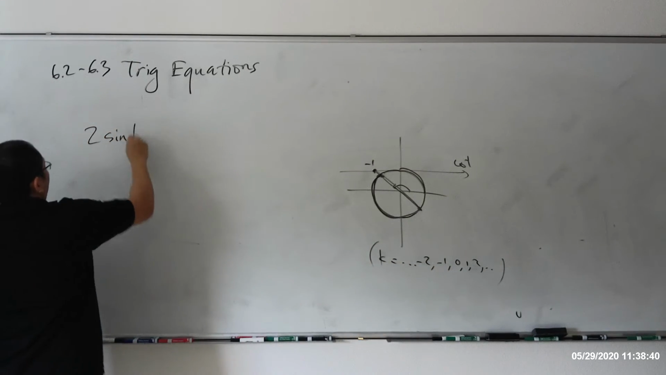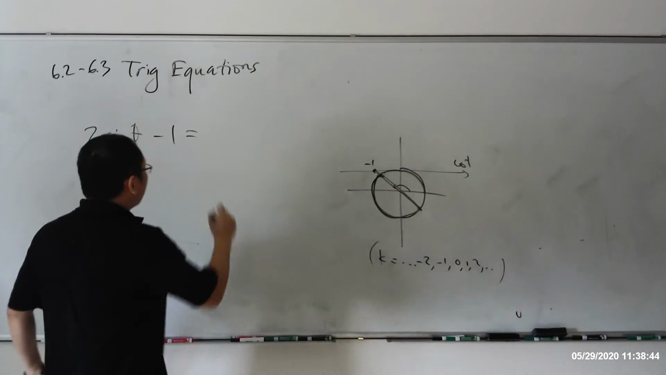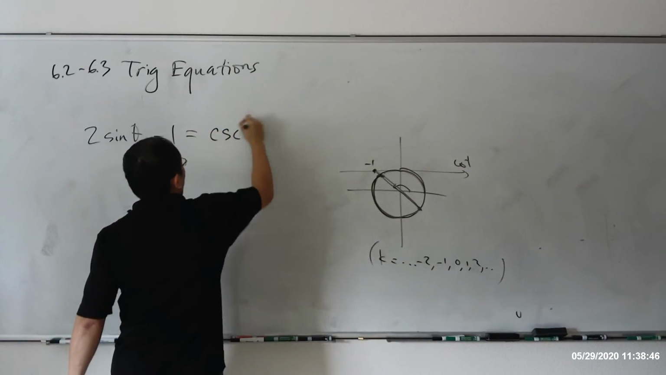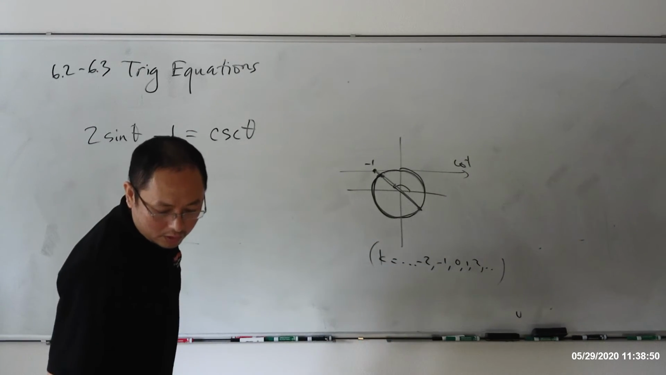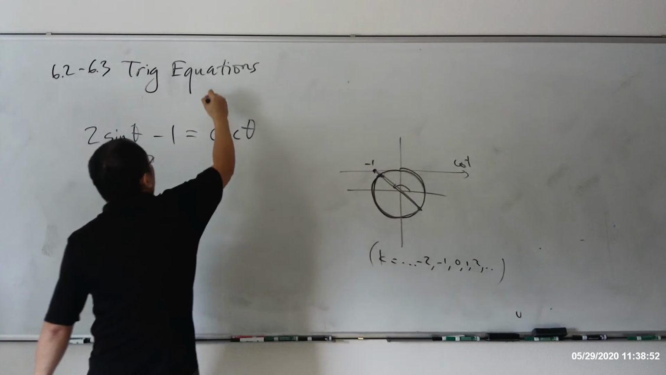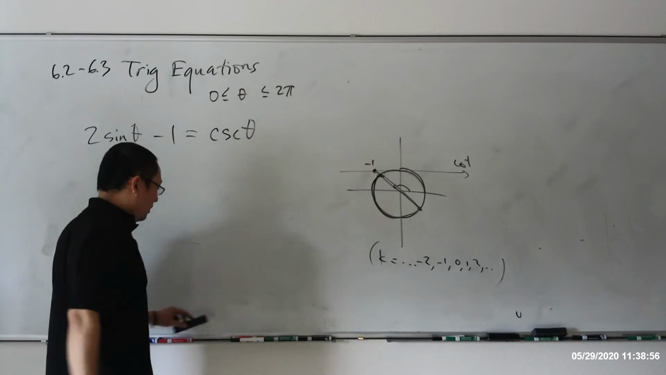2 sine theta minus 1 equal to cosecant theta. And the question asks you to find all the solutions somewhere between 0 and 2 pi: 0 less than or equal to theta, less than or equal to 2 pi. Okay? Find all the solutions.